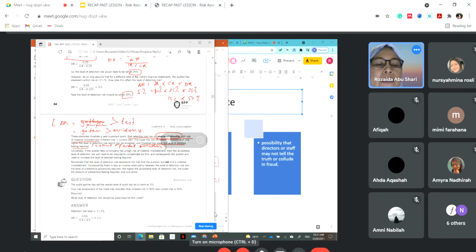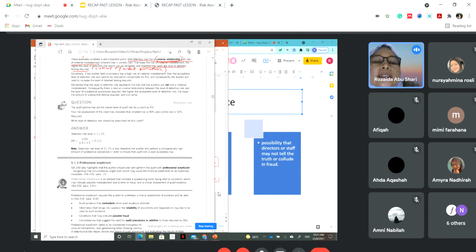Okay, go to the question. So the audit partner has set the overall level of audit risk for the client at 5%. Your risk assessment of the client has indicated that inherent risk is 90%, control risk is 50%. So what level of detection risk should be prescribed for this client? Okay, do you get 11.1%? Okay, calculate now. Do you get 11.1%? Get or not? Yes. Okay, good. So detection risk level now is 11.1%.